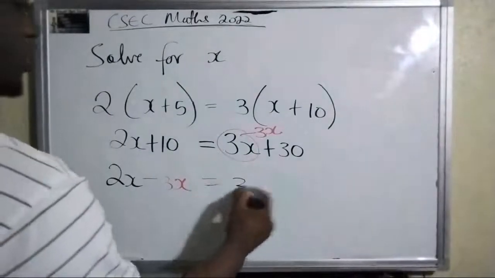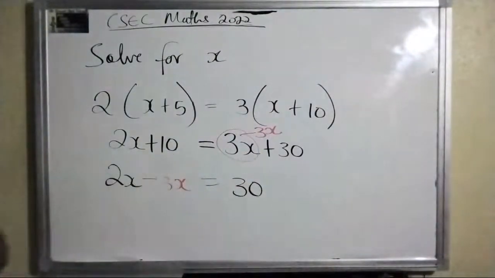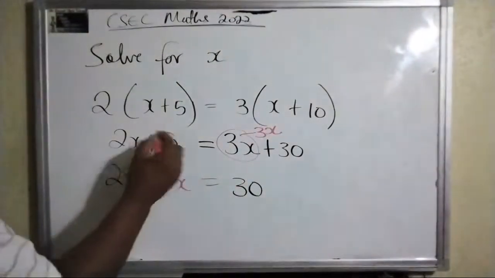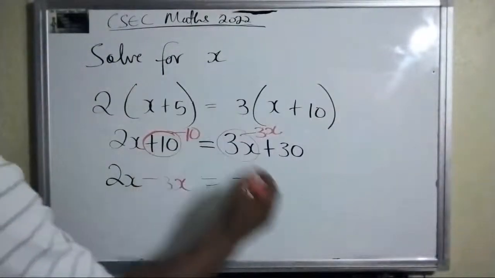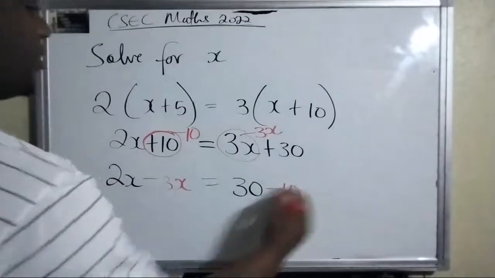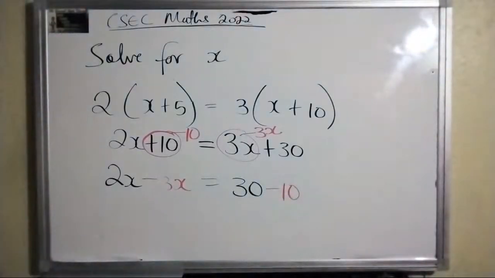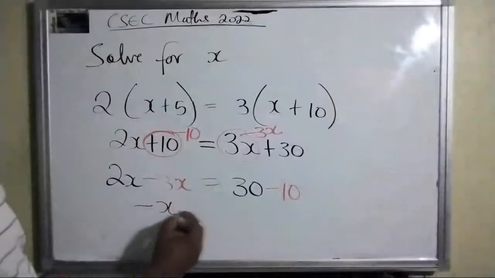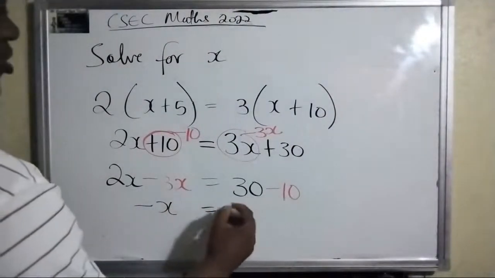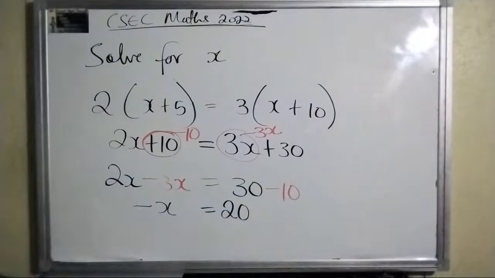So we have 30. This is a plus 10. Let's identify. This is a plus 10. So inverse or the opposite would be minus 10. So we minus 10. Alright, so 2x minus 3x will give us negative x. 30 minus 10 will give us 20. So this is saying negative x is equal to positive 20.